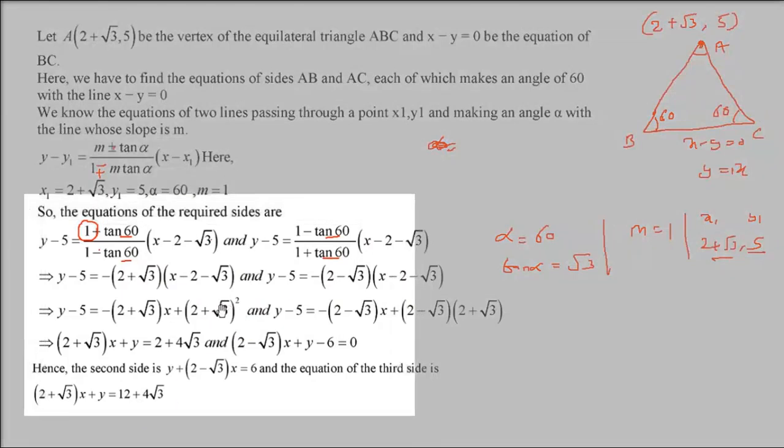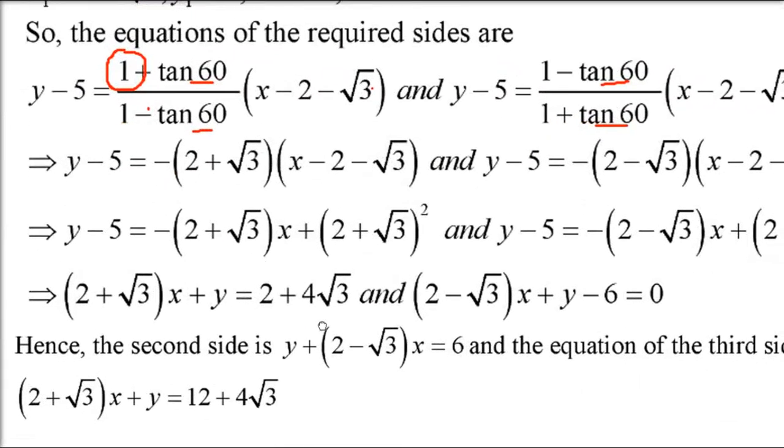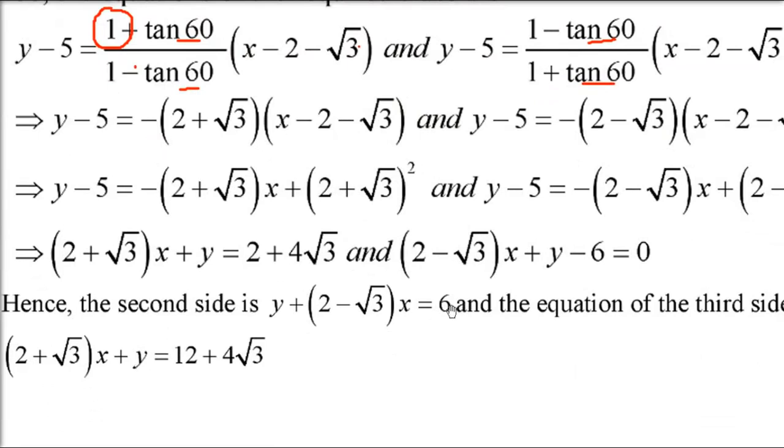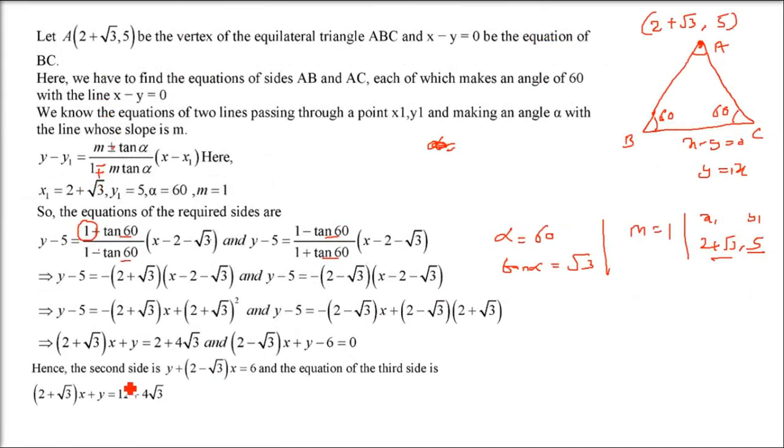So now let us solve it. One equation is already given to us, which is y plus 2 minus root 3 x equals 6, which we already got. If you see the second equation, this is already there in the question. So the other equation is the equation we are talking about. This is the answer you are going to write. So this is the third equation.